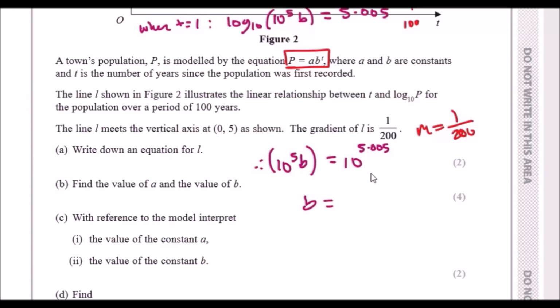Now finally, to solve this one, just divide 10 to the power 5 across, and you're left with B equals 10 to the power 5.005 over 10 to the power 5. And doing that in your calculator, you should get... I should have written this in.